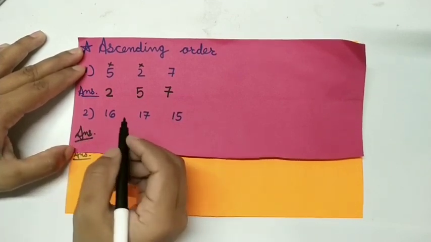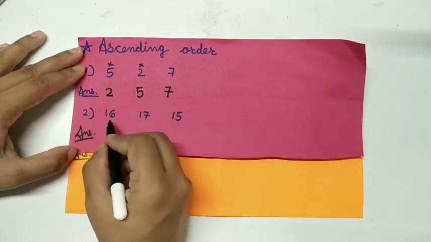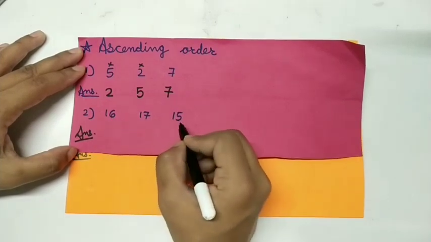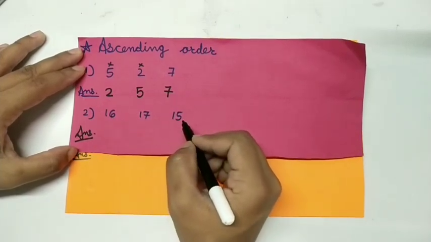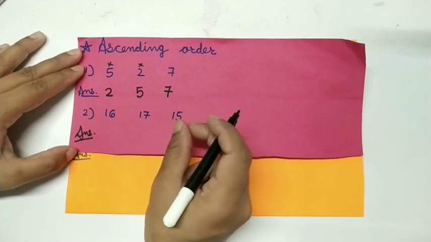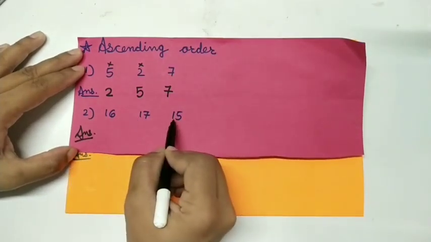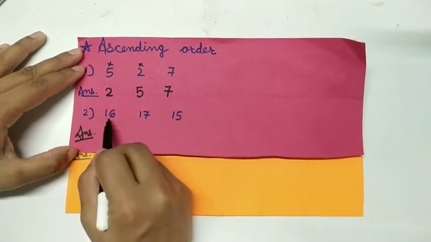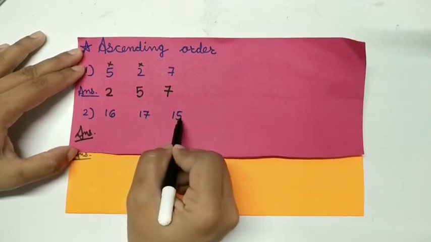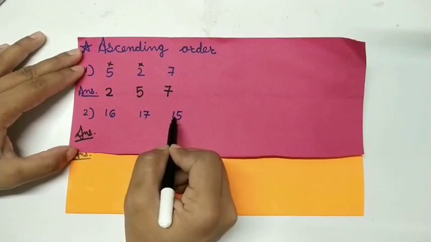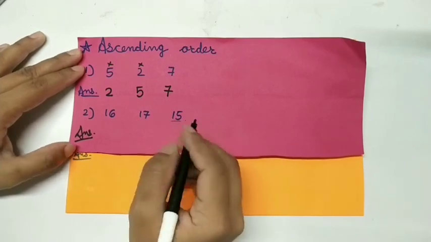Now look at the second example. 1, 6, 16, 17, 15. Okay, first of all we will find the smallest number. Which is the smallest number? See, the first digit is the same. So we will compare the second digits 6, 7 and 5. So 5 is smaller. So number 15 is smaller.